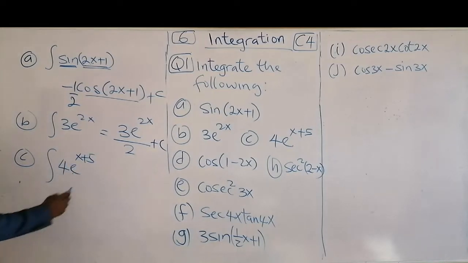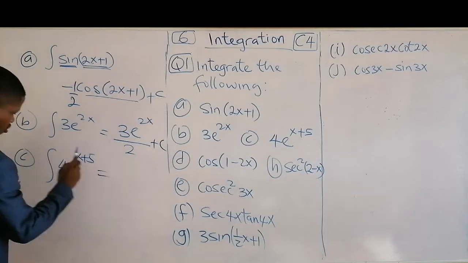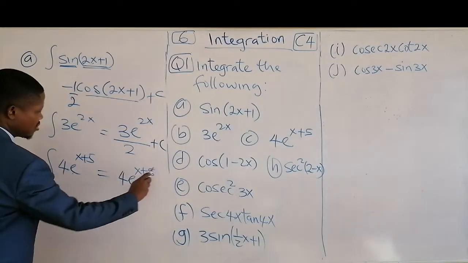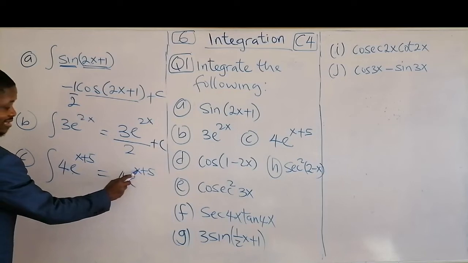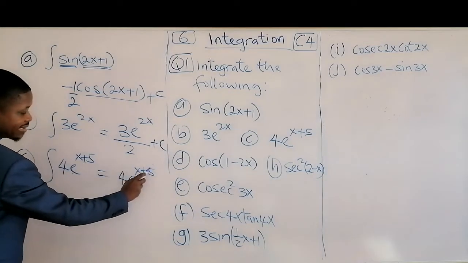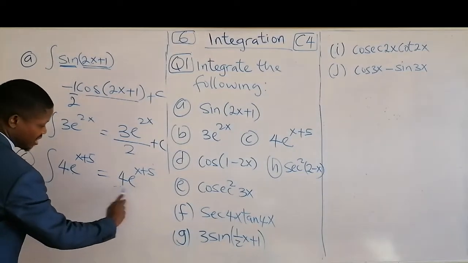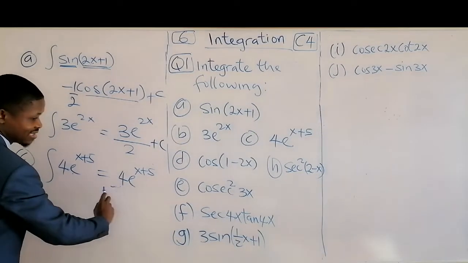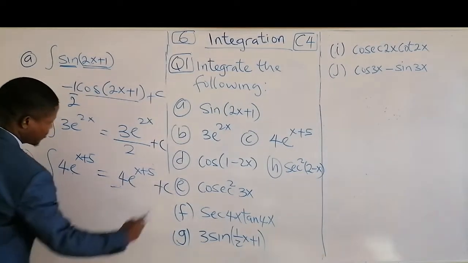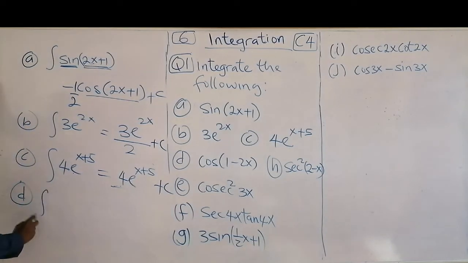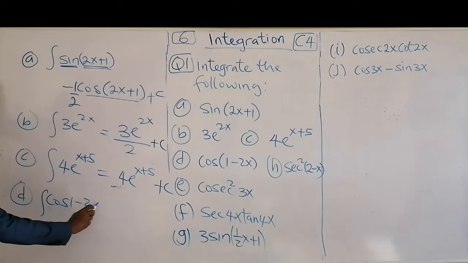Number 3, integral of 4 times exponential to the power x plus 5. Anytime you have exponential, just write your equation as your answer. Then check the exponent, check the power. What is the derivative of the power? In this case, the derivative is 1, so over 1. So it has no effect. So plus c.